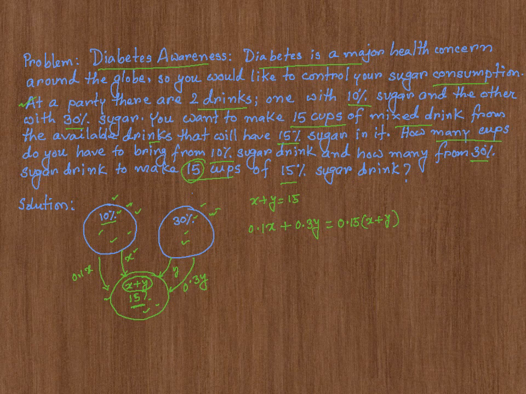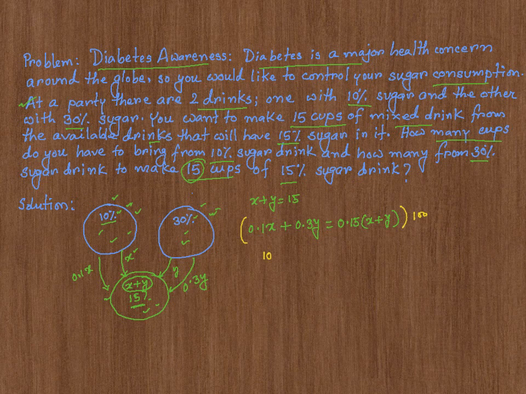Now this becomes pretty easy to solve. I have two equations with two unknowns. The first equation is simple. X plus Y is 15. The second equation looks a bit messy, but what I am going to do is simplify the second equation by multiplying both sides of this equation by 100. That way all the decimals are going to go away.